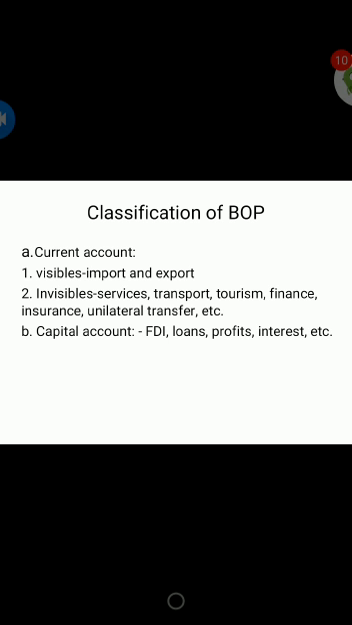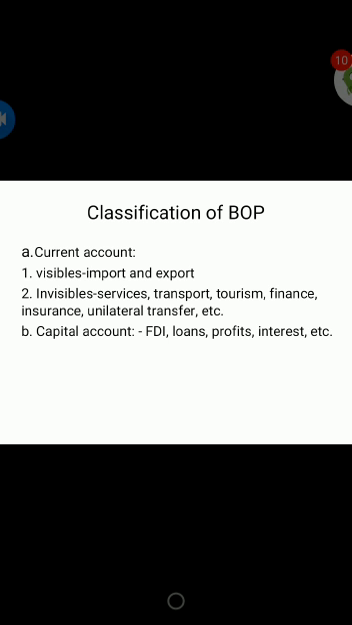The balance in this account, that is deficit or surplus, is transferred to the capital account. So in short we can say current account is equal to balance of trade. The transactions recorded in the current account are imports and exports. This we call balance of trade, which pertains to only 12 months.